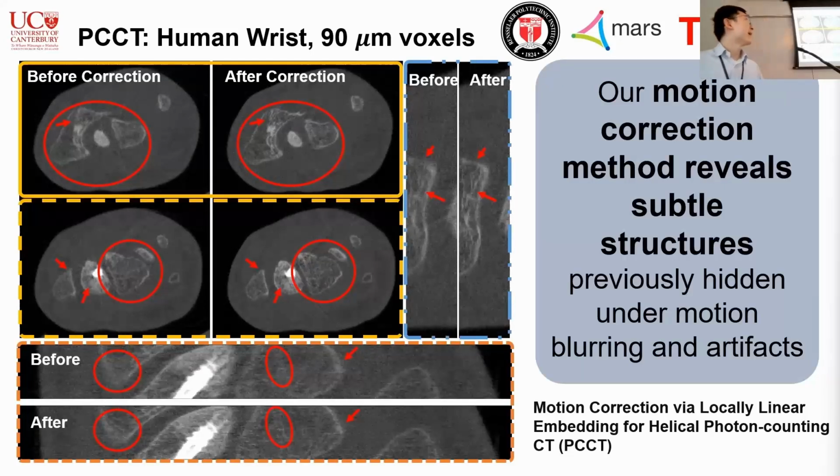So here are the main results of our work. In the figure, the high resolution reconstruction of the human wrist before and after correction are shown here. From the figures, we can see that many subtle bony structures previously hidden under the motion blurring and artifacts are revealed with our method. So if you are interested in more details, welcome to T25. Thank you.